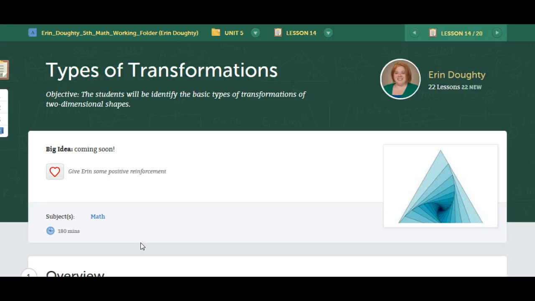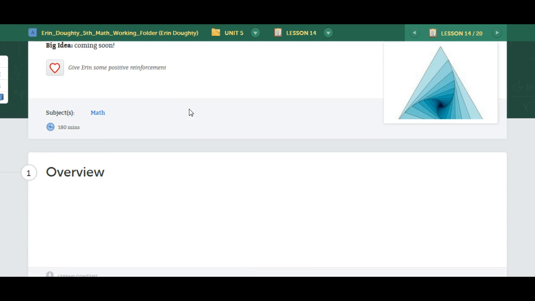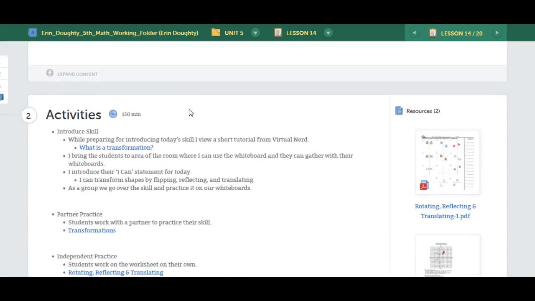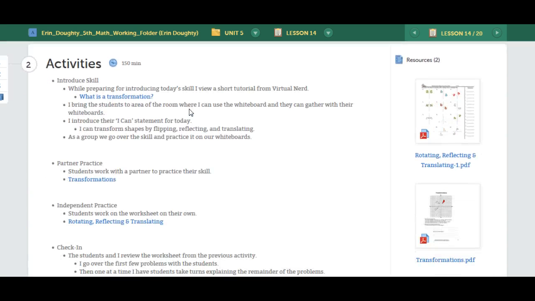This is an overview of the targeted skills group of types of transformations. The students will be able to identify the basic types of transformations of two-dimensional shapes. This is more designed for my higher math students.